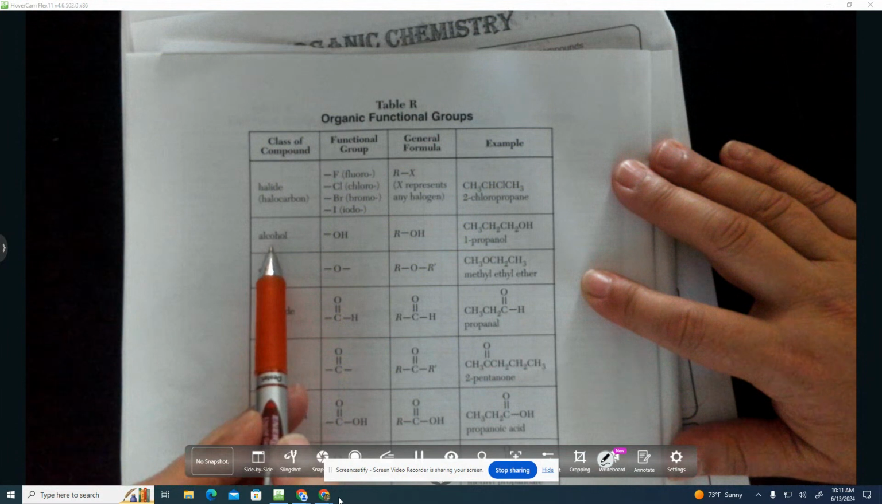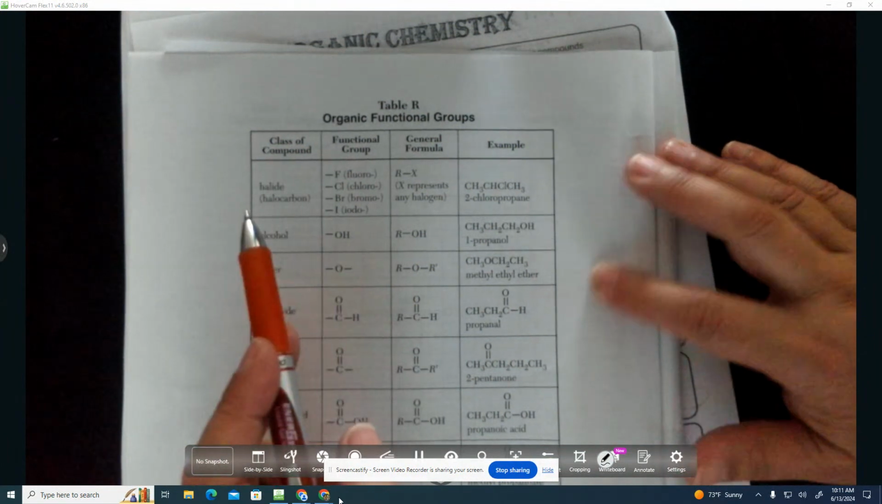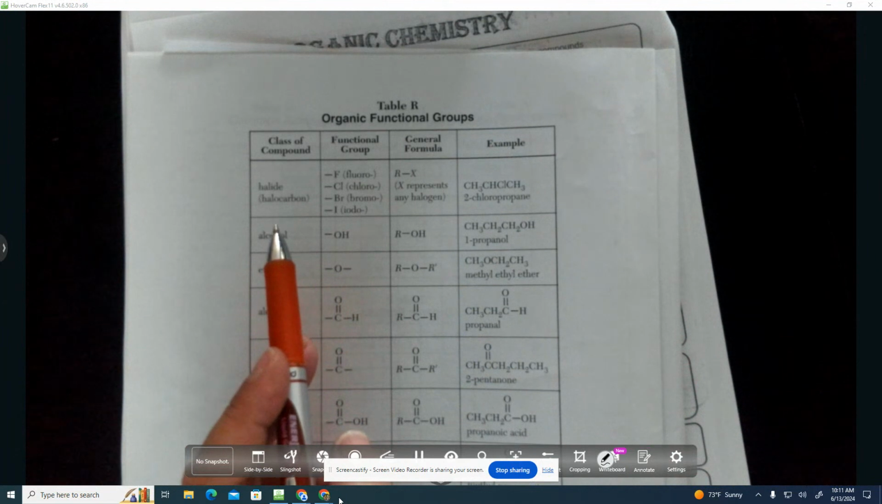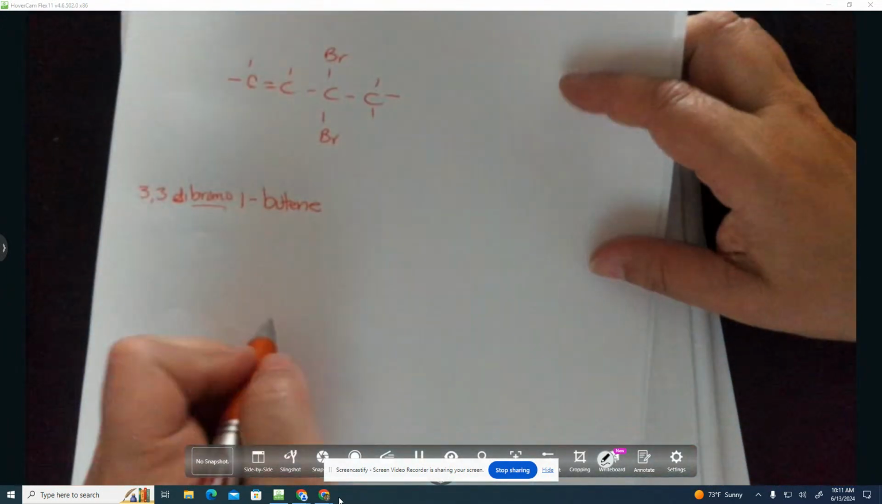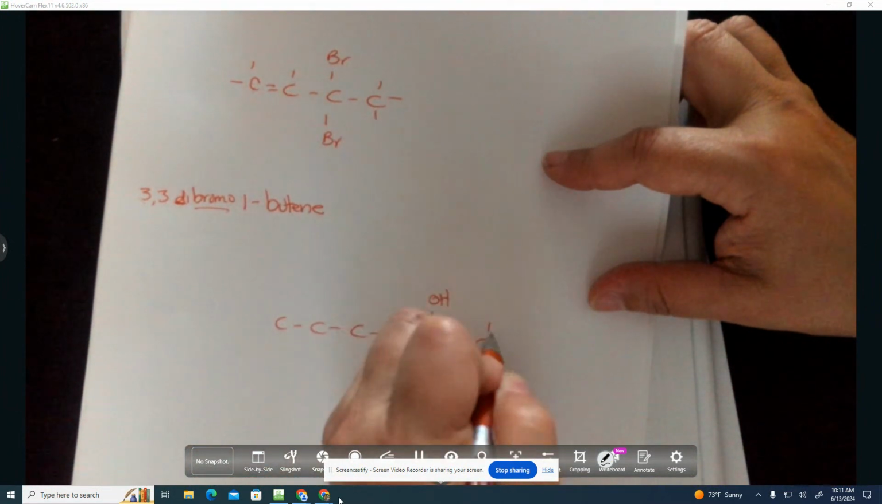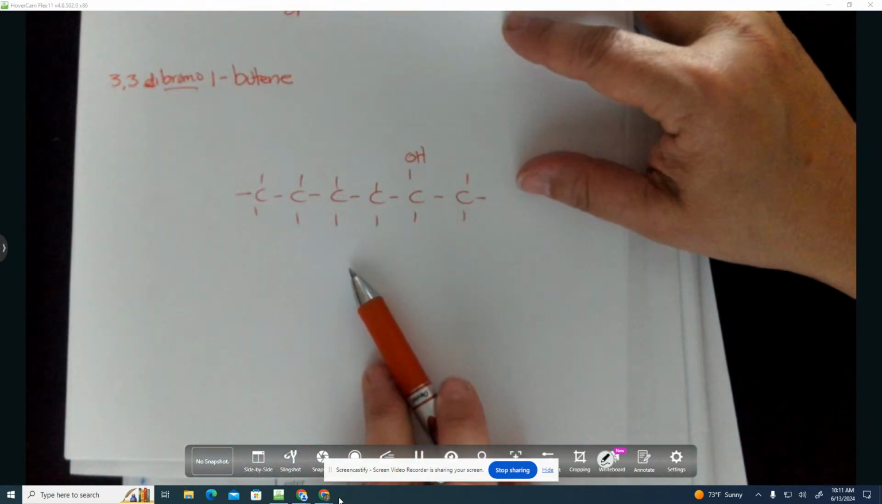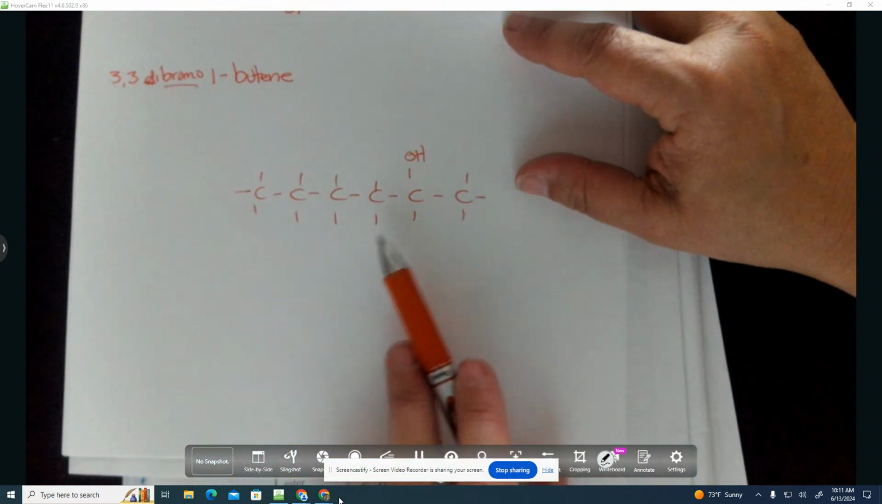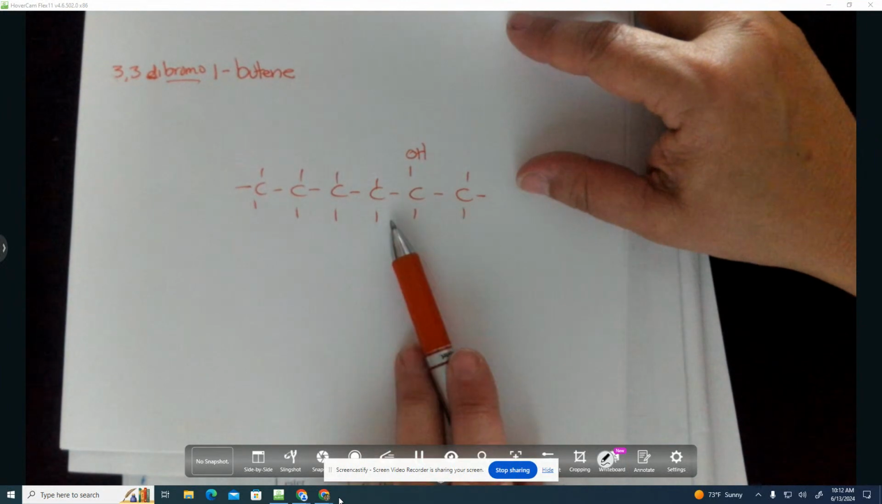Okay. Alcohols have the functional group OH. If you see an OH and it's on a carbon chain, you are dealing with an alcohol, no matter where it is on that carbon chain. Like this. This is an alcohol. It happens to be a secondary alcohol. You don't need to worry about that, but it is an alcohol.